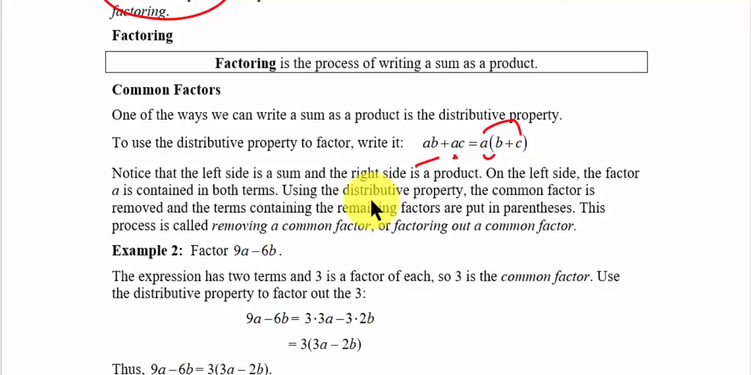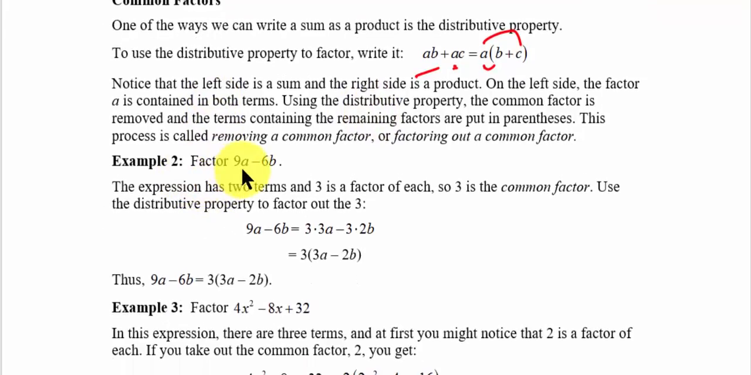All right, so take a look at example 2, right? I like to think of this as, what is the greatest number that goes into 9 and 6 evenly, right? So I believe the biggest number, the largest number that goes into 9 and 6 evenly is 3. So I'm just going to write the 3 here and a set of parentheses. So I factor out a 3.